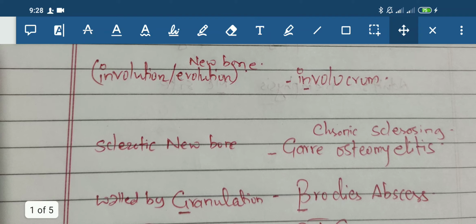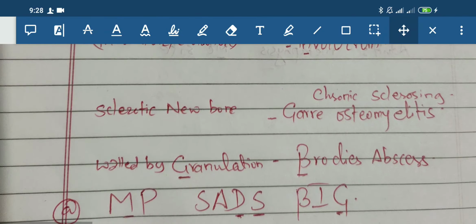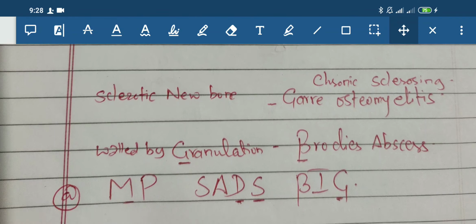The new bone formed over a long, chronic duration may lead to a sclerosing or hard type of new bone, known as sclerotic osteomyelitis. And sometimes the abscesses are covered by granulation tissue or fibrous tissue, known as Brodie's abscess.